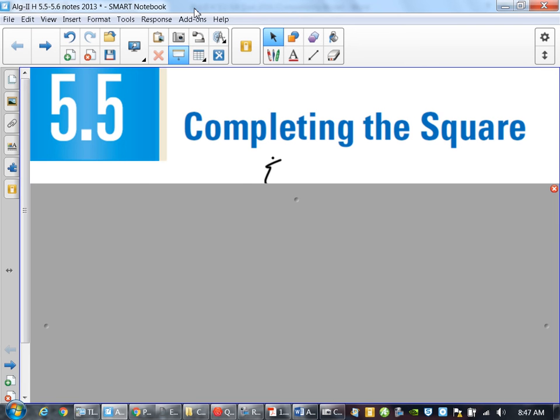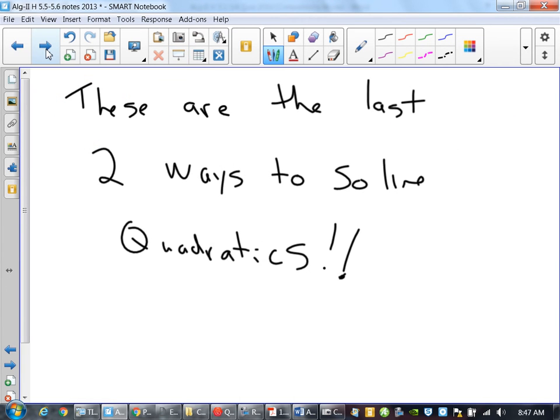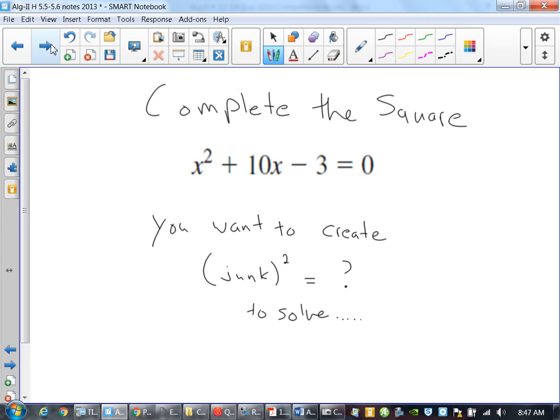So completing the square. We utilize completing the square when we're working with quadratics because it's one of the methods to solve an equation. I don't know if you guys have ever completed the square before. It's one of those things that you may or may not have been taught in Algebra 1. It really kind of depends on how much time you guys had.